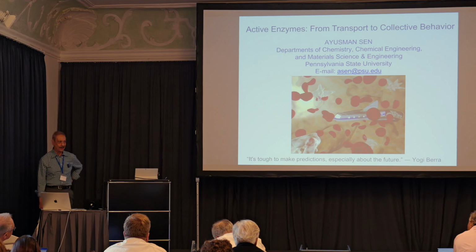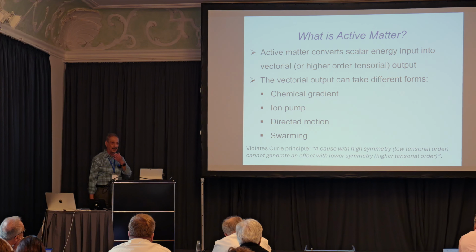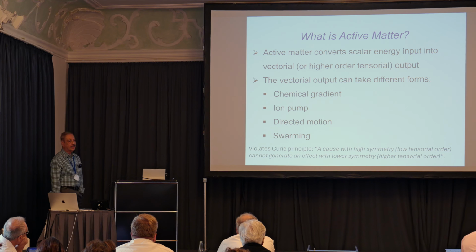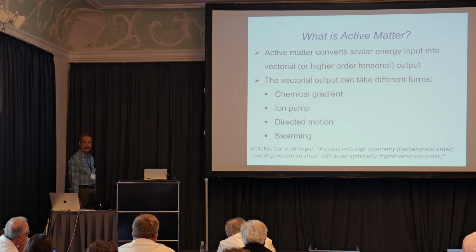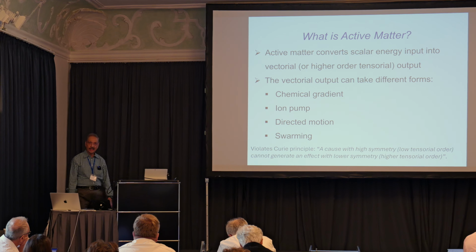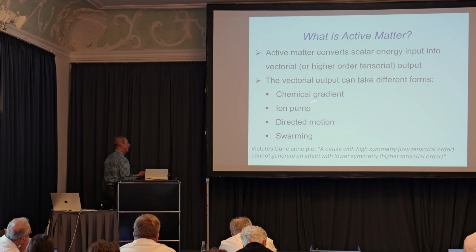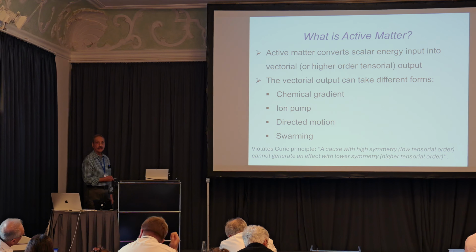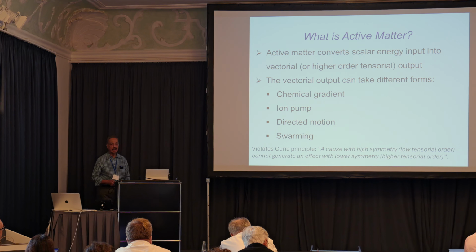So it seems like the thing to do this morning is to give your own definition of active matter. And so why not? That's my definition of active matter, which simply says that active matter converts scalar energy into a vectorial output. The scalar energy would be a chemical reaction. The vectorial output can be a chemical gradient, an ion pump that you see in cells. It can be directed motion. It can be swarming. And of course, this violates Curie principle.